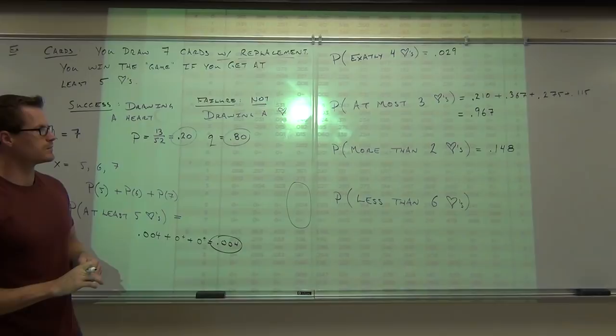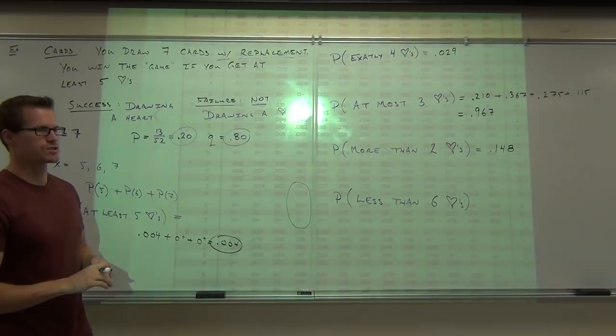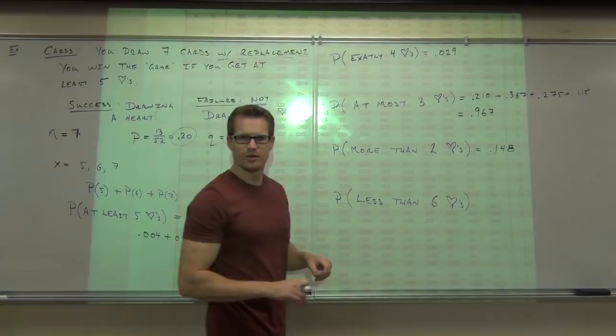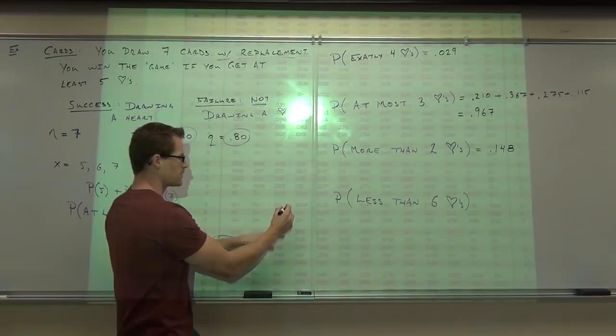0.148. 0.148. So we add them. How about the less than 6 hearts? Less than 6 hearts here. What counts as less than 6 hearts? 5. So 6 is not included, so we'd have to do 5 or less.